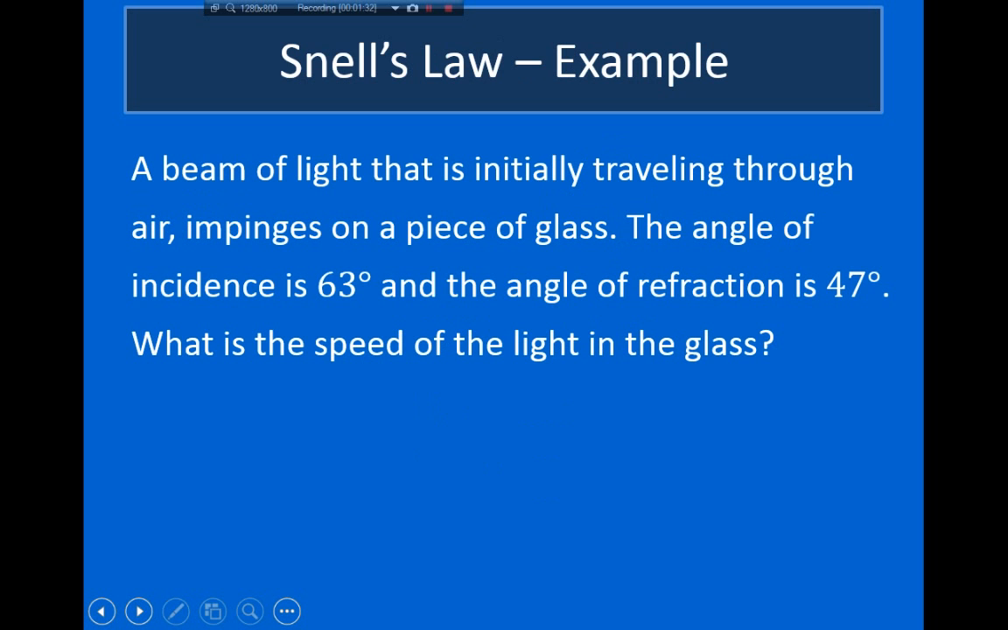Let's go ahead and look at a couple of examples. The first example says, a beam of light that is initially traveling through air impinges on a piece of glass. The angle of incidence is 63 degrees and the angle of refraction is 47 degrees. Angle of refraction is just another word for the angle of the transmitted beam. The question asks us to find the speed of light inside the glass.